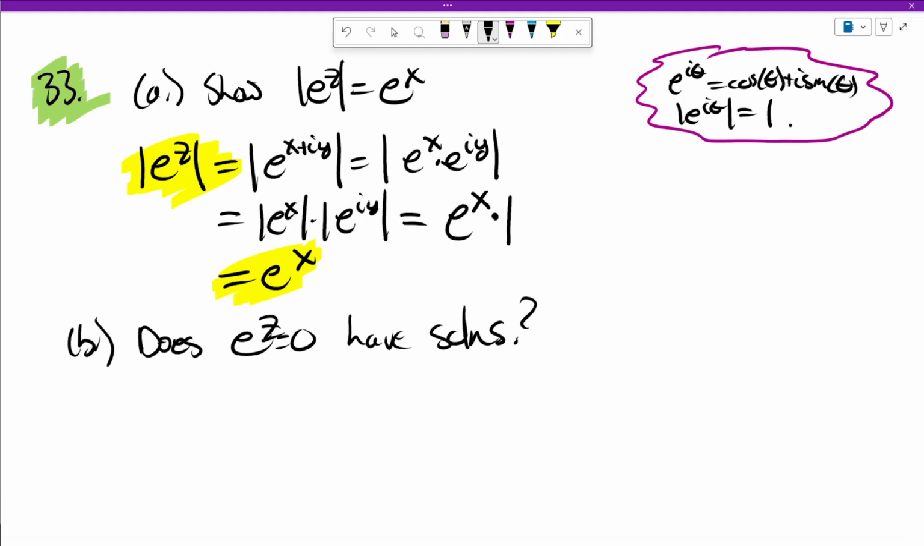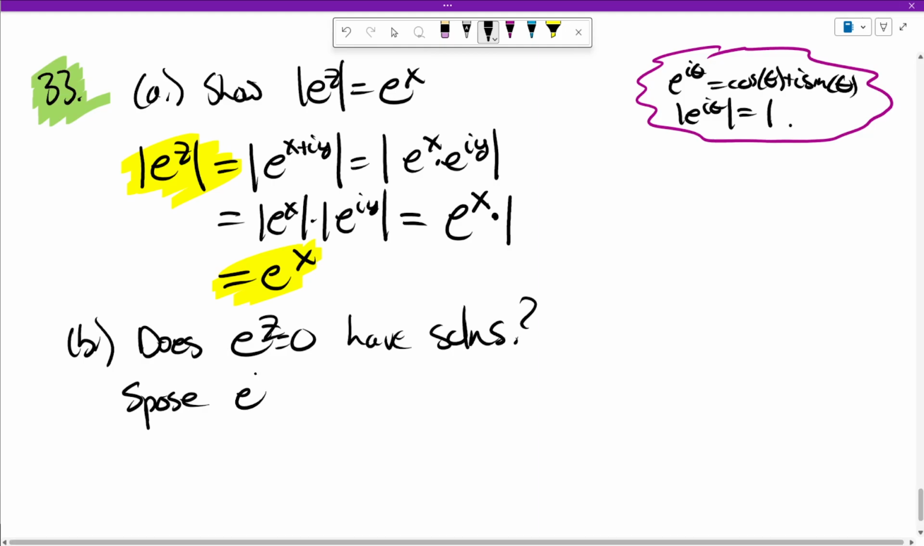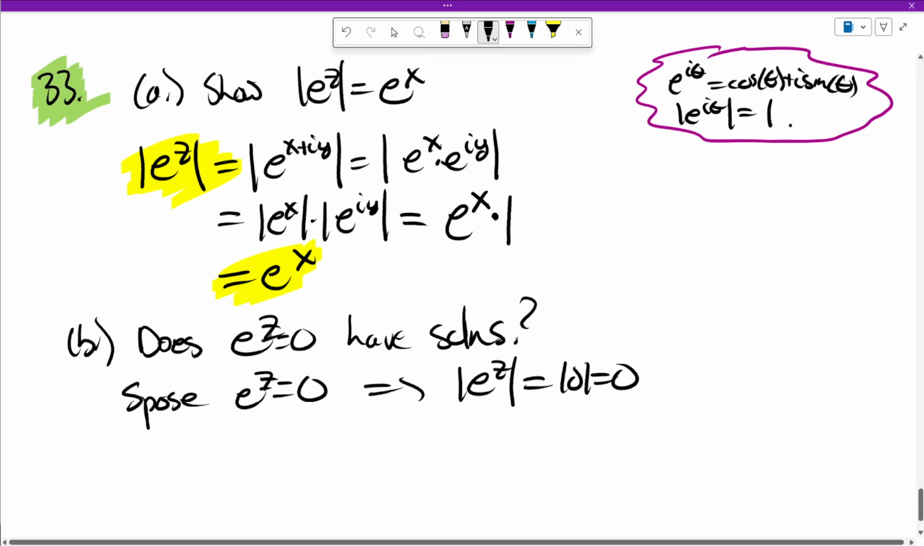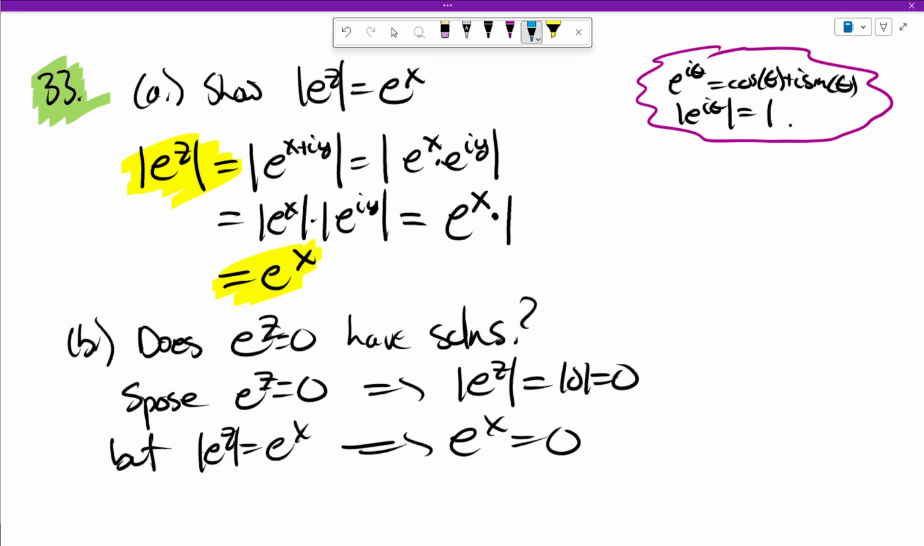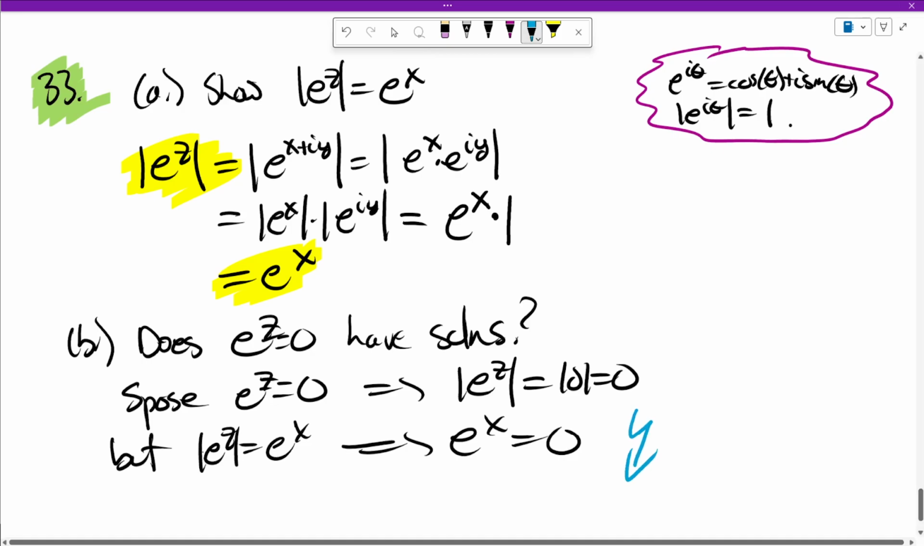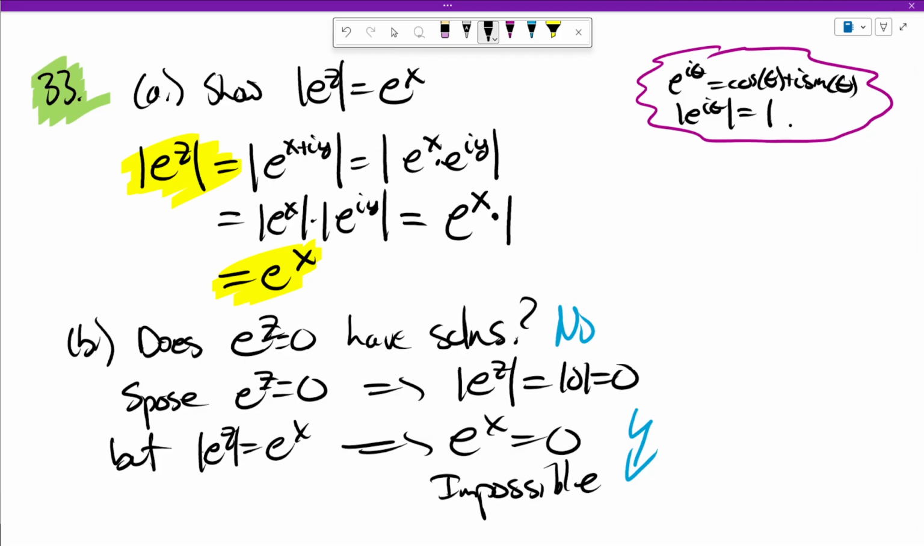So suppose it did. Then this would tell you that the modulus of e to the z would be the same as the modulus of 0, which is 0. But the modulus of e to the z is e to the x. So this tells us that e to the x is 0. And this is a contradiction. That's impossible. So the answer is, of course, no, it doesn't. So it's just like the regular exponential function.